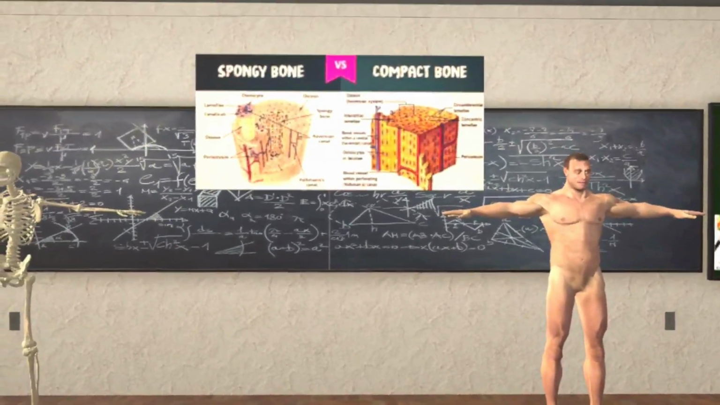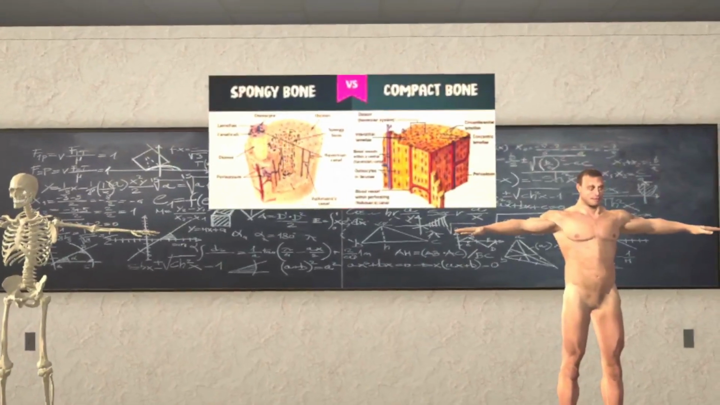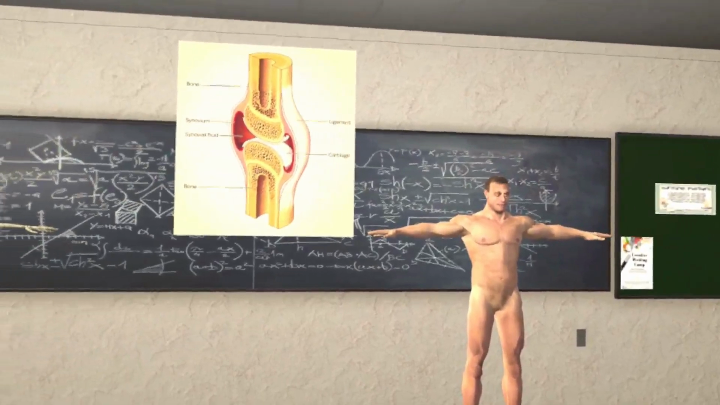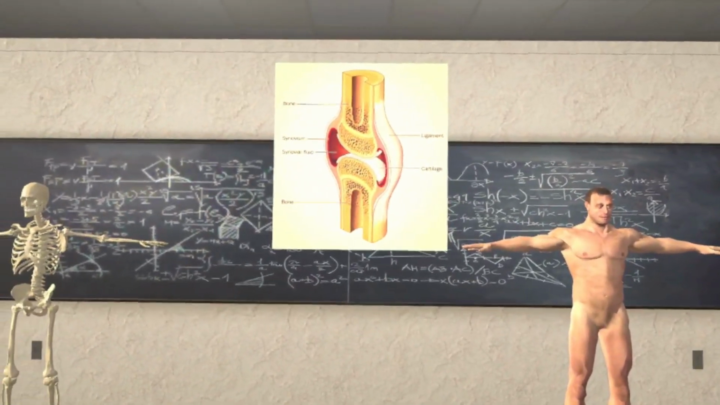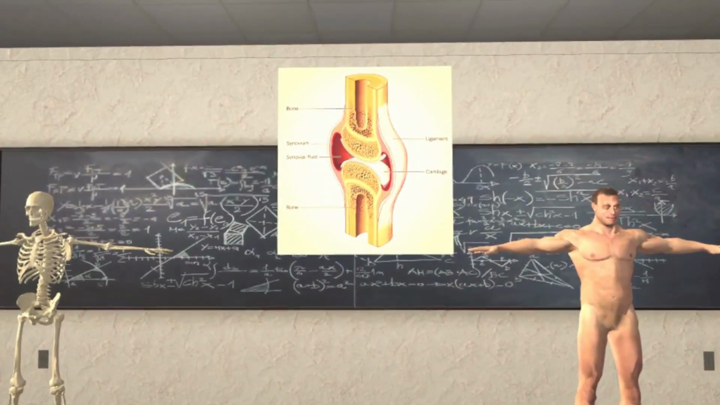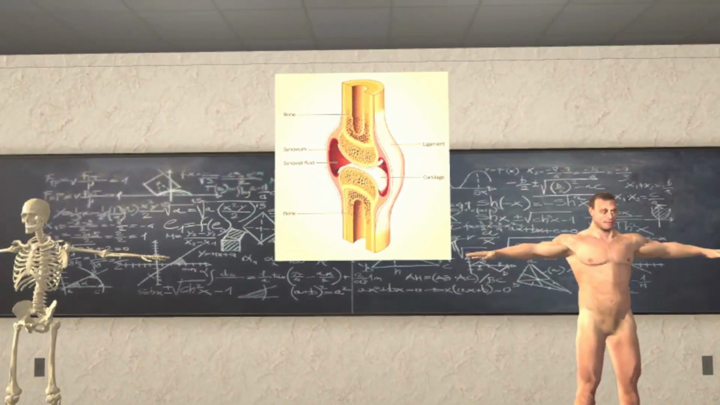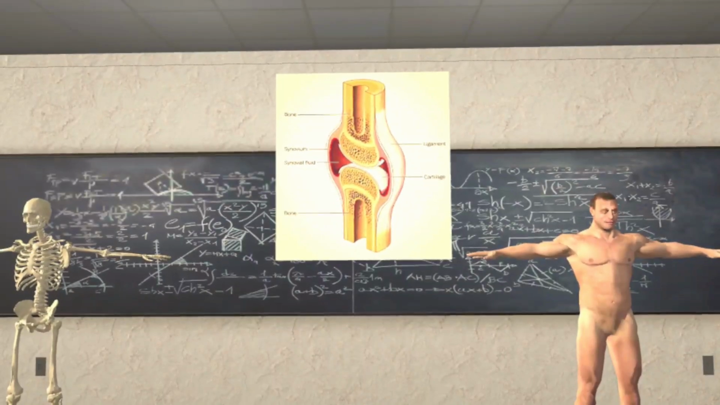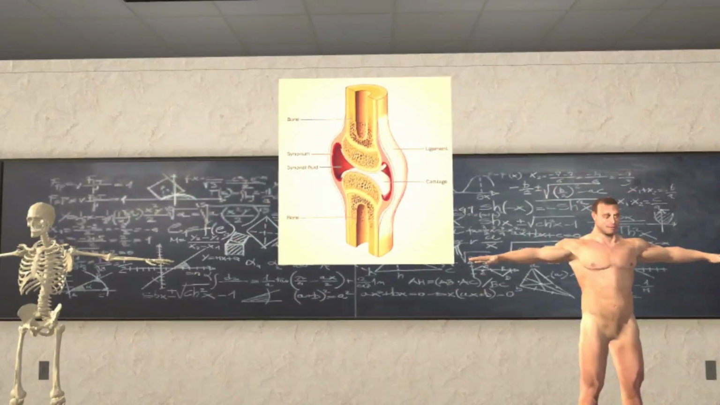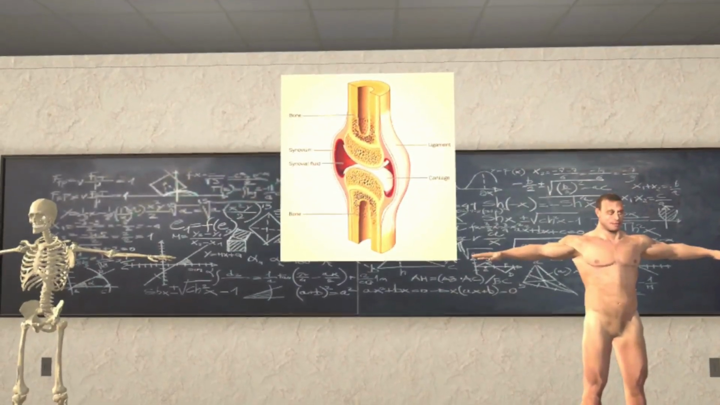Next, we have an image that shows the parts we'll cover next. Let's start with cartilage. At birth, many of a baby's bones are made entirely of cartilage, a dense connective tissue made of tough protein fibers that is also flexible. As the baby grows into childhood, much of that cartilage is replaced by actual bone. Growth zones are areas of cartilage in bones that allow for their growth.